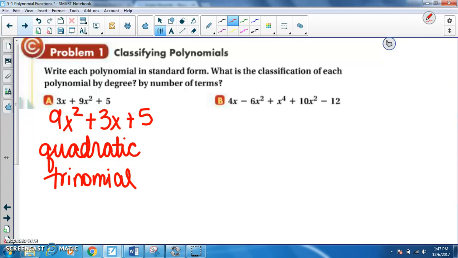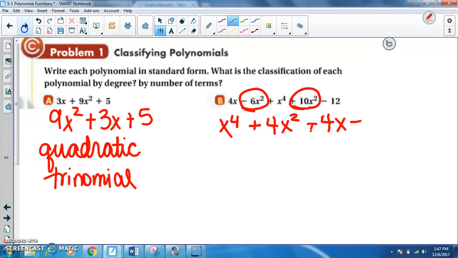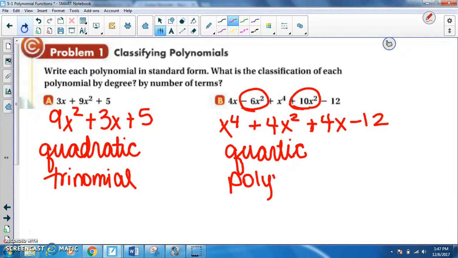Going to rearrange in order from highest to lowest exponent and combine like terms here. So I have x to the 4th plus 4x squared plus 4x minus 12. My highest exponent is 4. Therefore, it's quartic. And since it is 4 terms, it is a polynomial of 4 terms.